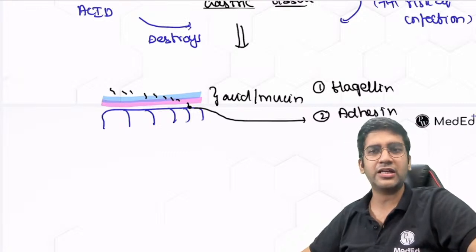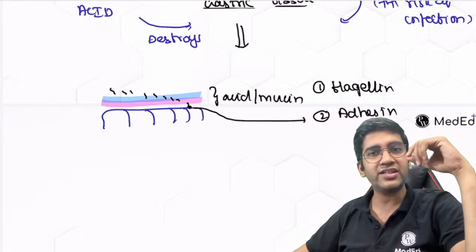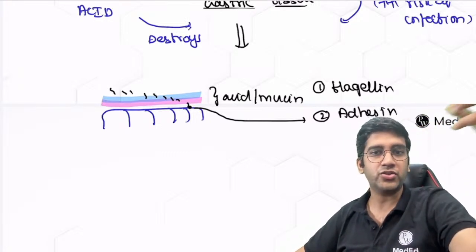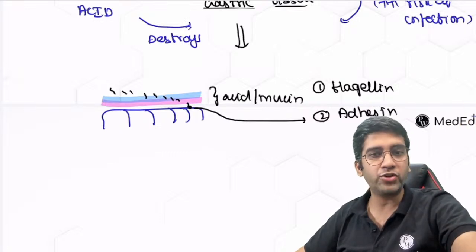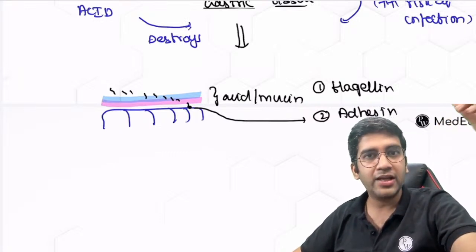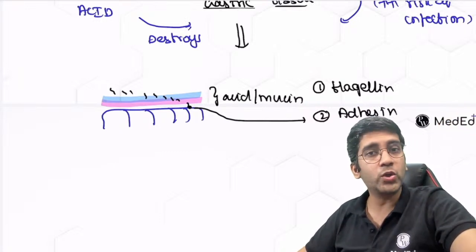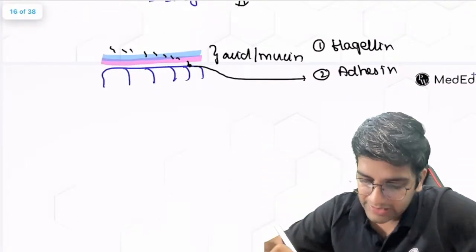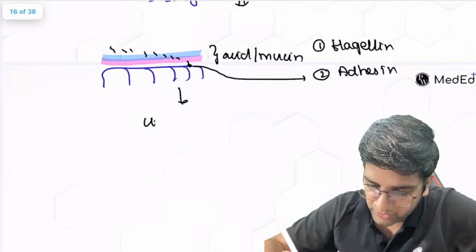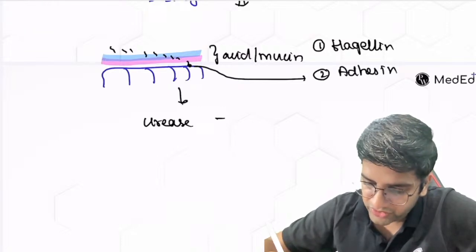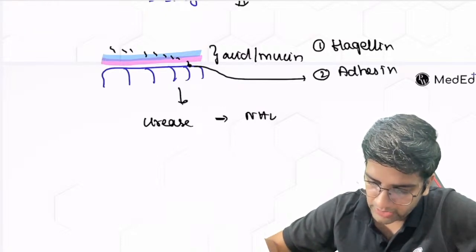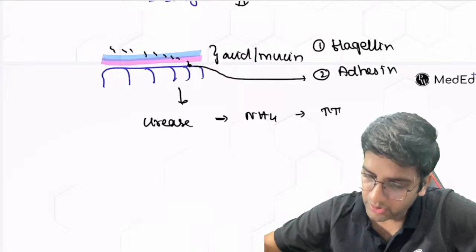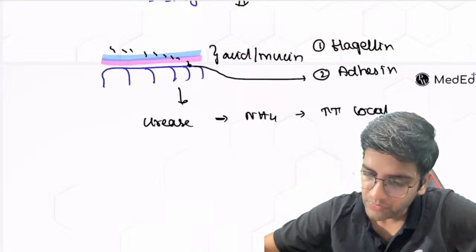Obviously, urease will come to act. When urease acts on the urea, it produces ammonia. When it produces ammonia, it elevates the gastric pH locally. It's not going to increase the gastric pH throughout the stomach, right? So once it gets bound, the urease acts and releases ammonia, and the ammonia increases the local pH in the vicinity.